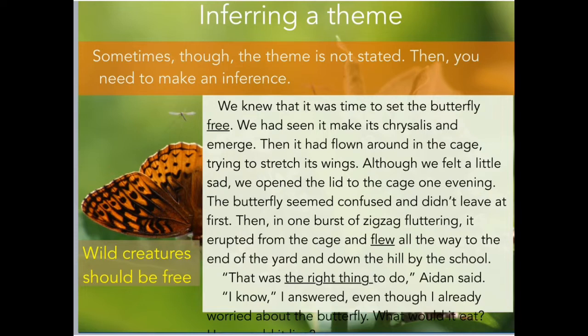In this slide, you can find evidence inside of the text that will help lead you towards the theme. So that evidence has been underlined now. That's the difference between this slide and the last slide. So the words such as free, they're talking about setting the butterfly free. They're talking about how it flew all the way to the end of the yard and down the hill by the school. So once it was let go, it just took off. It was the right thing to do, Aiden said. So the idea is that if we looked at a possible theme, wild creatures should be free.